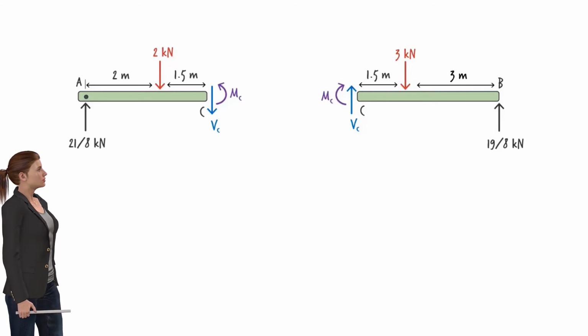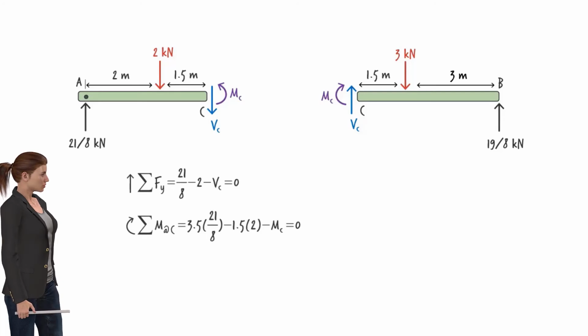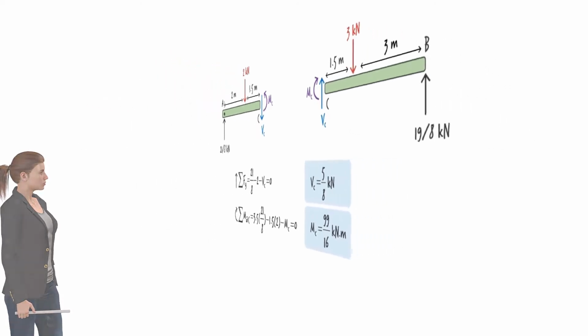Let's use the left segment to calculate V and M. Here are the two equilibrium equations. Solving them for the unknowns, we get the following. We will continue this discussion in a future lecture. For now, see if you can solve the following problems.